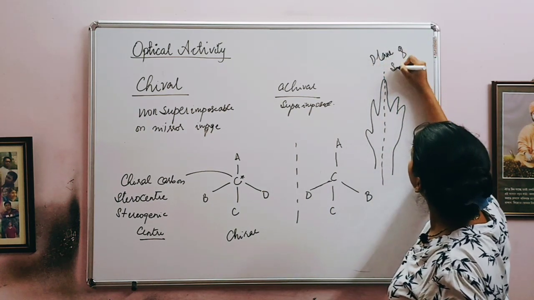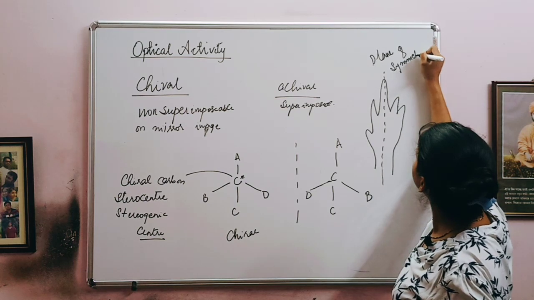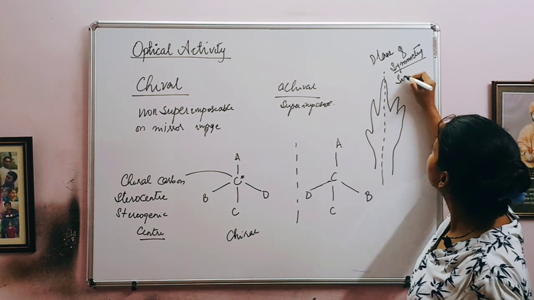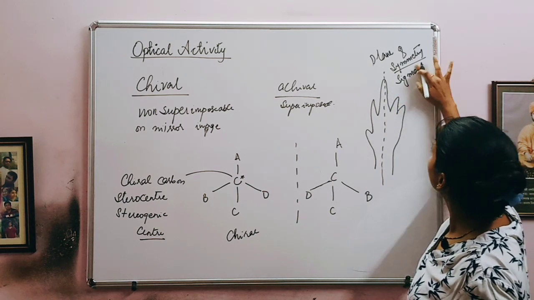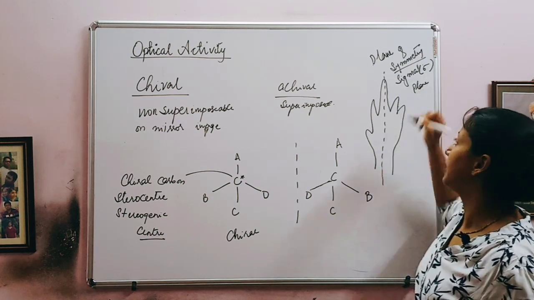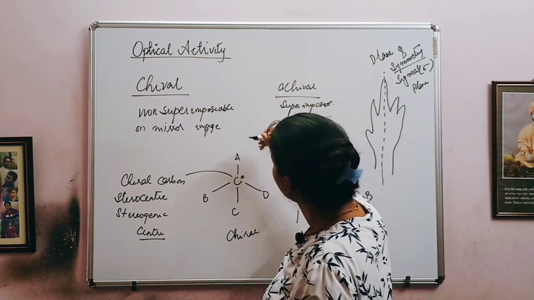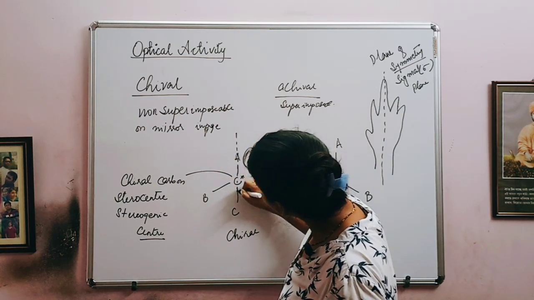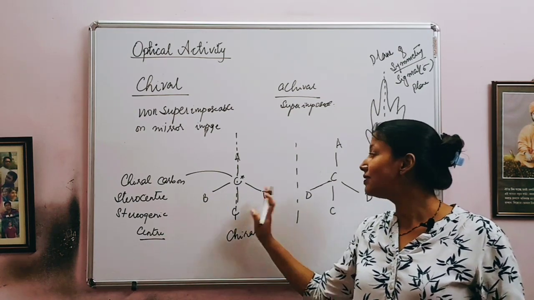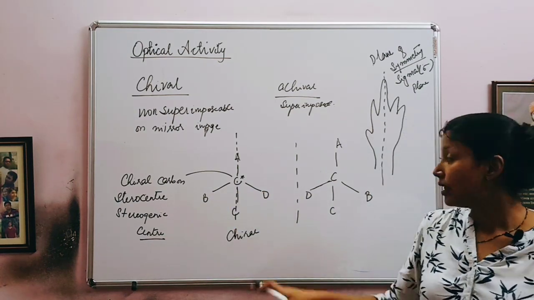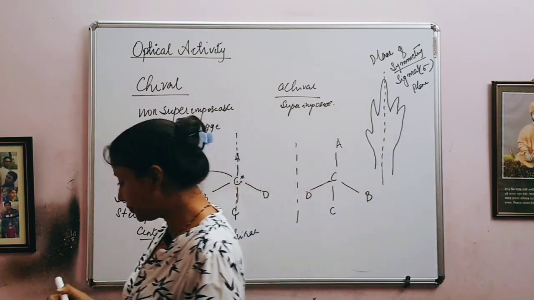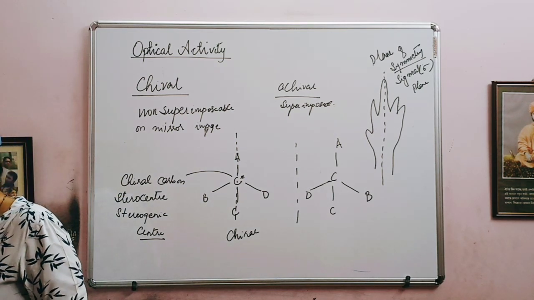Plane of symmetry. It can also be called the sigma plane. Now, that means if I pass a plane through this molecule, we can clearly see that the groups on either side of the plane are not the same. That means this molecule is asymmetric.